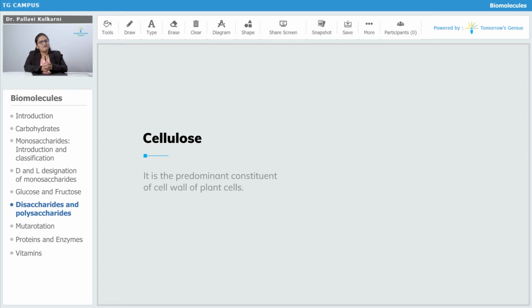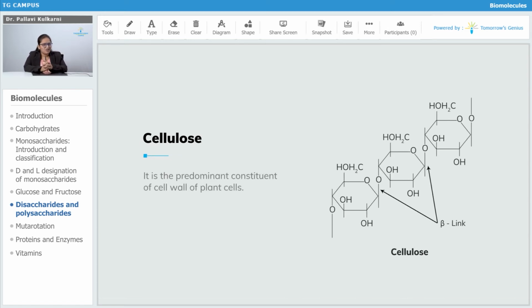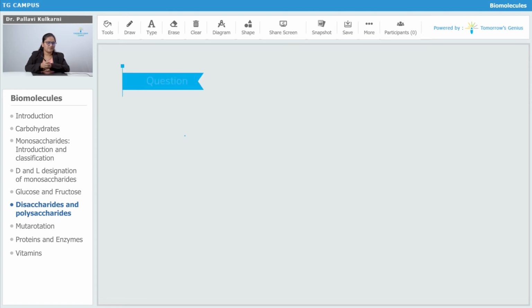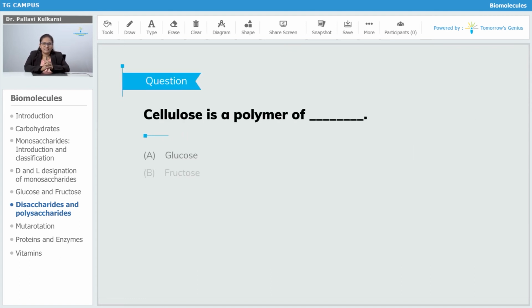After starch, let us study one more polysaccharide, and the name of that polysaccharide is cellulose. We know that it is the predominant component present in the plant cell wall, right? You can see the structure of the cellulose. It also has glucose as the monomeric units, which are linked by beta glycosidic linkages. Let us have one simple question. The question is, cellulose is a polymer of which of the following monosaccharide units? And the answer is glucose.